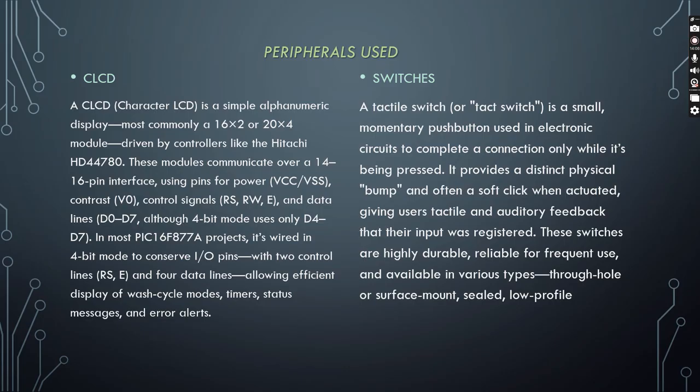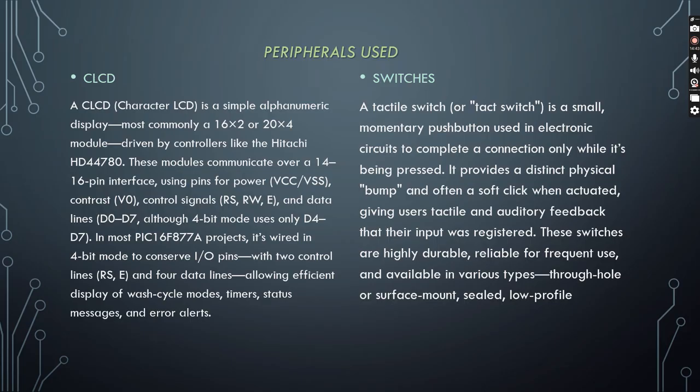Now we will see the peripherals which we have used in the project. The main peripheral we used is the CLCD. It's a display to show the specific functions in the project. A CLCD is a simple alphanumeric display, most commonly a 16x2, 20x4, or 16x4 module, driven by controllers like the Hitachi HD44780. These modules communicate over a 14 to 16 pin interface using pins for power, contrast, control signals, and data lines.